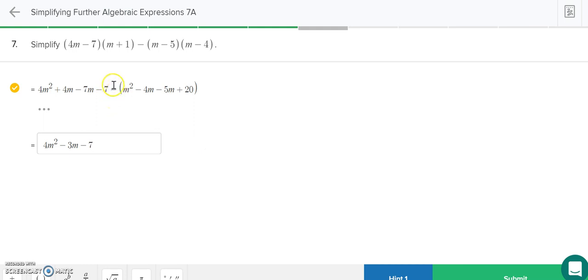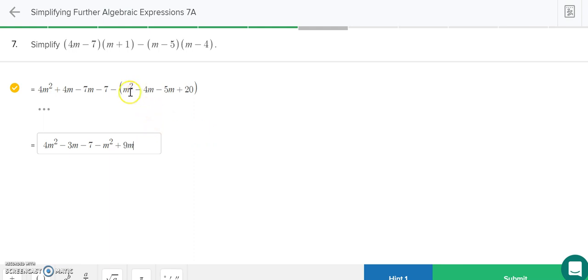Then I'm going to expand this bracket that I've simplified here, and so I'm going to have negative m squared, but instead of just doing negative multiplied by each of these terms, I'm going to simplify negative 4m with negative 5m. That's going to give me negative 9 lots of m, but it's then multiplied by negative 1, so it actually is going to become plus 9m.